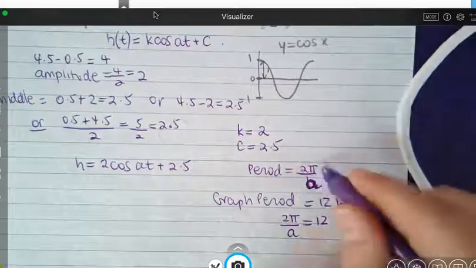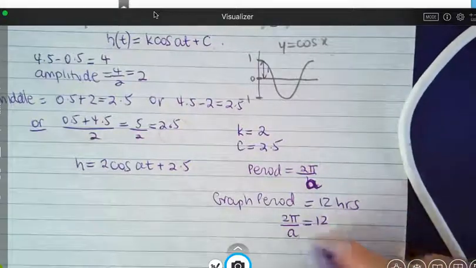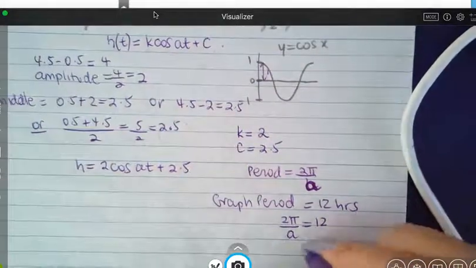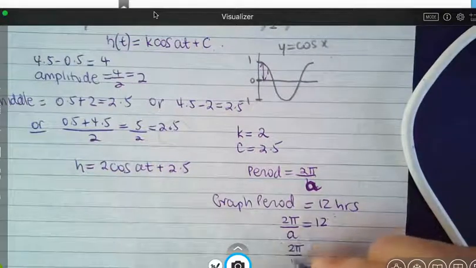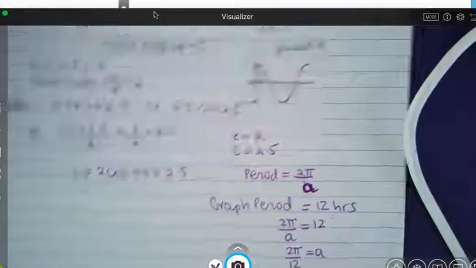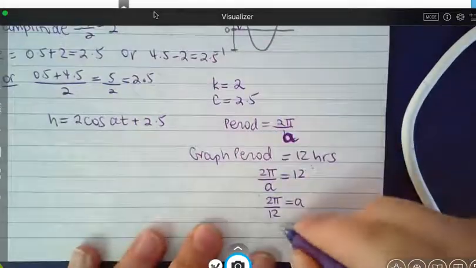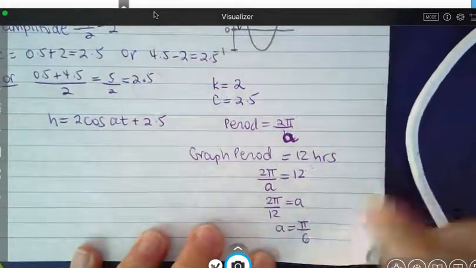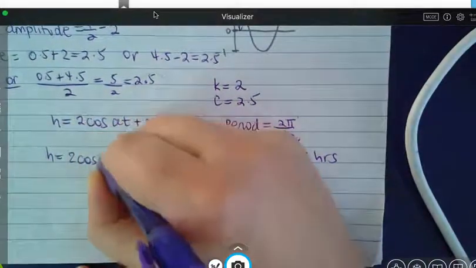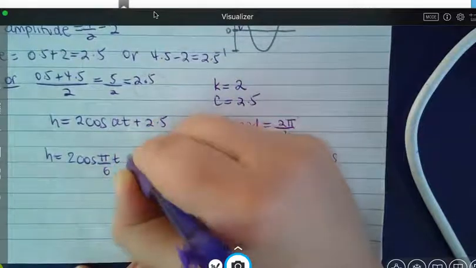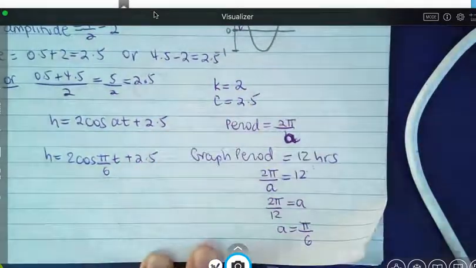So therefore, if the period is 2 pi on A and the period is 12, you put them equal to each other. Solving for A, I'll put the A up there and the 12 down there. I've got 2 pi on 12 is A. So therefore, A is pi on 6. So therefore, I've now got my equation: H equals 2 cos pi on 6t plus 2.5.